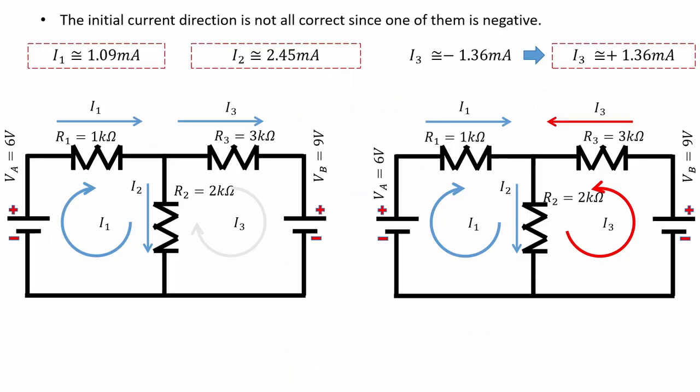The initial current direction is not all correct since one of them is negative. Here, it would be the third current which is a negative value, and to correct this is to simply reorient this as shown in the figure. We then change the sign to positive from negative.